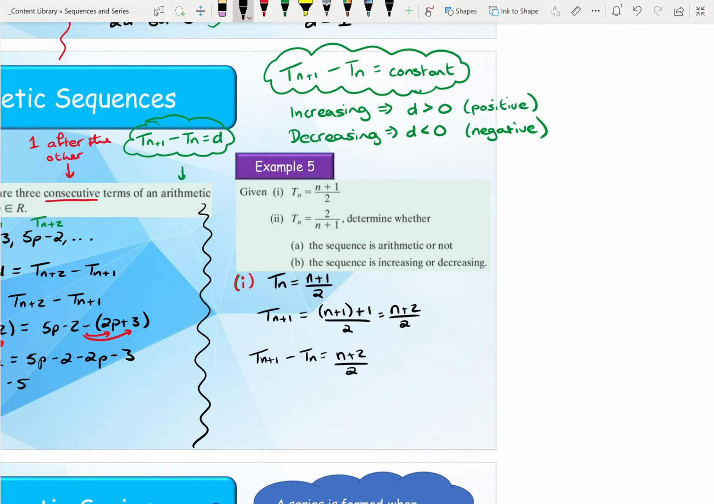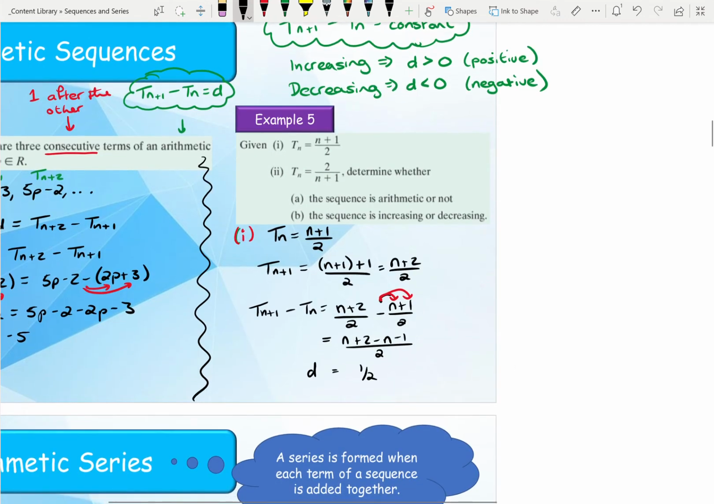So I have n plus 2 over 2 minus n plus 1 over 2, which is quite nice because we have a common denominator. This guy here is going to be a negative because of the negative out here, which means when I add them together, I get n plus 2 minus n minus 1 all over 2, which means I'm left with a half. And that half there is actually my common difference.